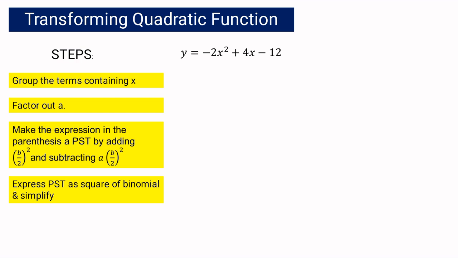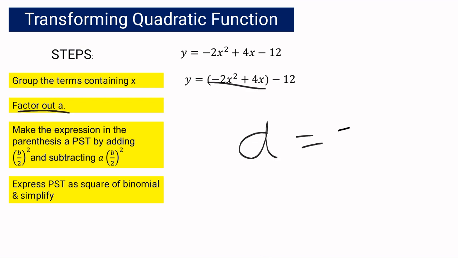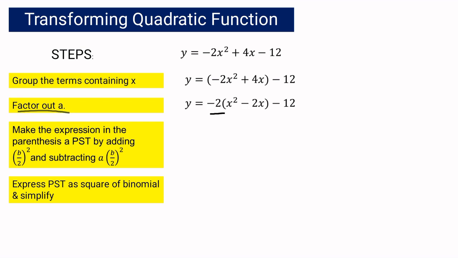Let us follow the steps one by one. Again, you are going to group the terms that contain the variable x. That's why you are going to group -2x squared and positive 4x. Next, you need to factor out a. In our example here, what is the value of a? Yes, a is equal to -2. That is why we are going to factor out -2. Meaning to say, we are going to write -2 outside the parentheses. That is what we mean by factoring out the coefficient or the value of a.